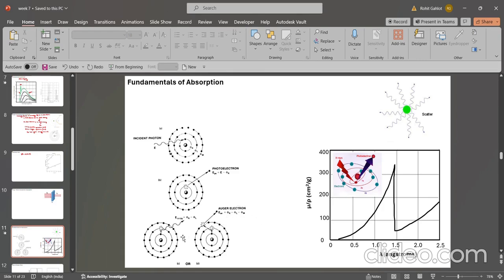While if the X-ray strikes the K shell and a K shell electron is removed, then electrons from upper, lower-energy shells move to this shell, from this to this, and then X-rays are generated. Okay.